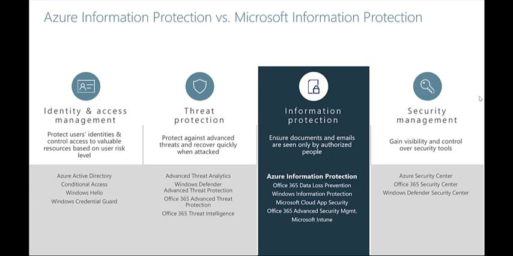Microsoft Information Protection is not really a product. It's more a framework of different kinds of solutions, and one of those solutions is Azure Information Protection. We also have other information protection solutions like Office 365 DLP, data loss prevention. We have Windows Information Protection, we have Cloud App Security, we have Microsoft Intune, and so on. Together with the other security solutions in the Microsoft platform, it will provide a holistic approach to securing not only your users and devices and applications, but also your data.